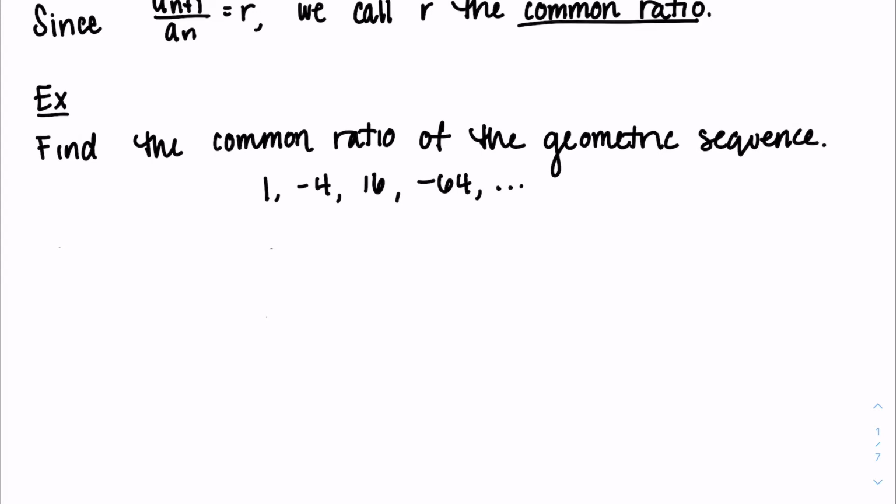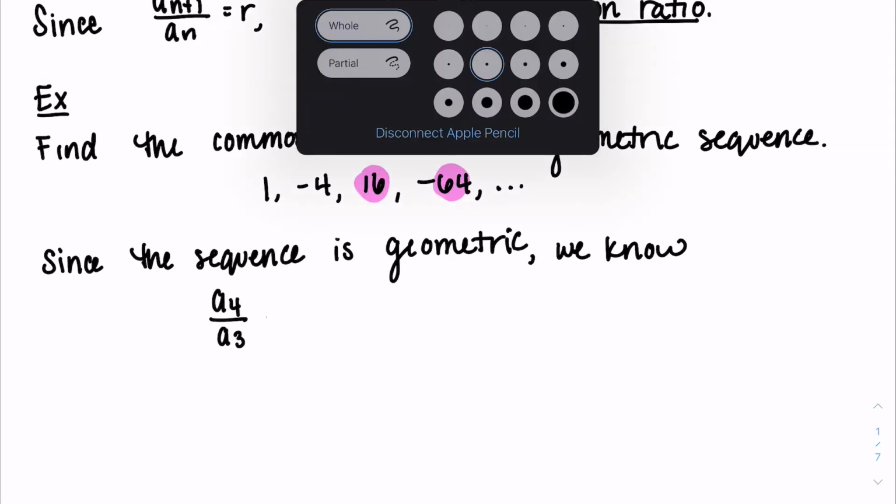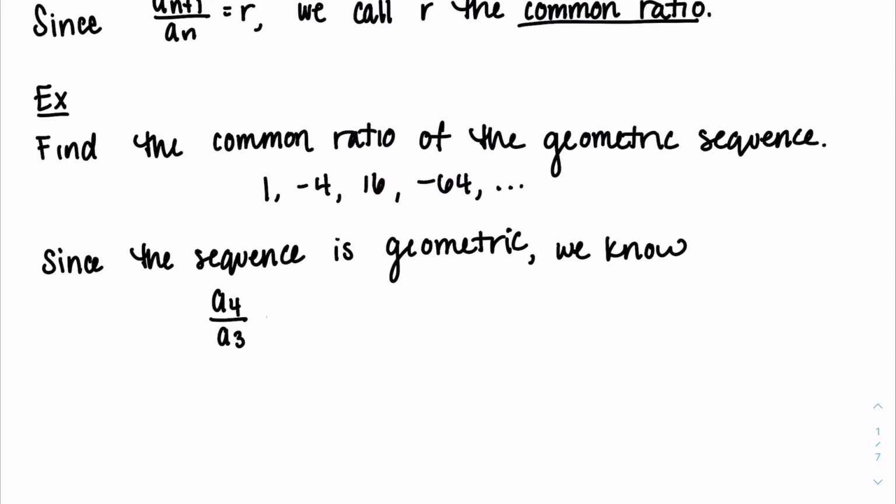We've got 1, -4, 16, -64, and that continues on. Since this is geometric, you could take the ratio of any two as long as it's one divided by its previous term. I could take the fourth and divide it by the third, so a4 over a3. I could take the third divided by the second. I could take the second and divide it by the first. All of these will equal r.